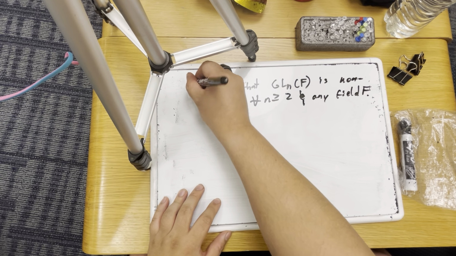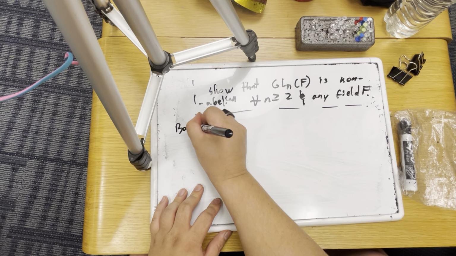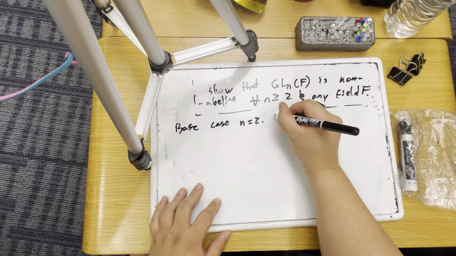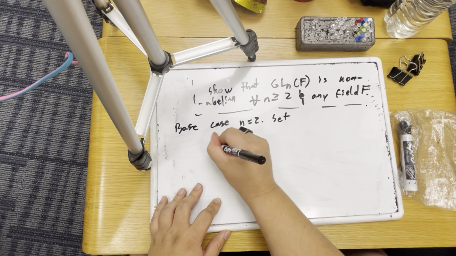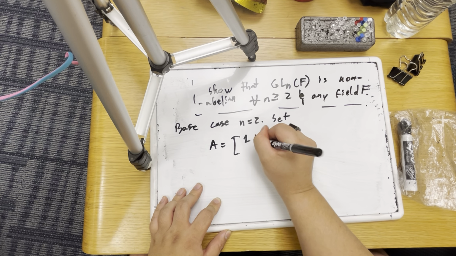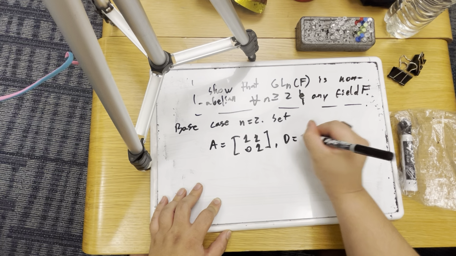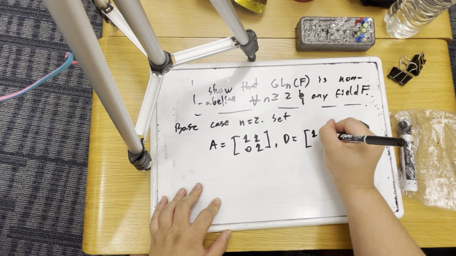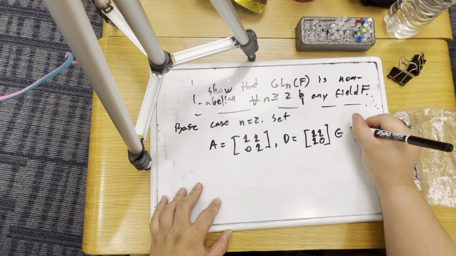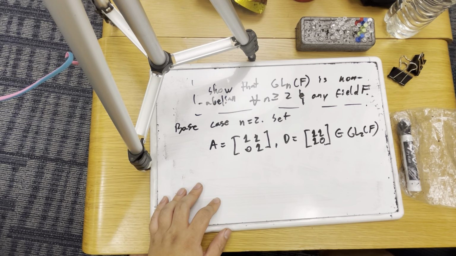So, this is naturally kind of an inductive proof. We start with the base case. With n equal to 2, set A equal to [1, 1; 0, 1]. Set D equal to [1, 1; 1, 0]. Each of these is inside the general linear group with degree 2 over some field F, right?